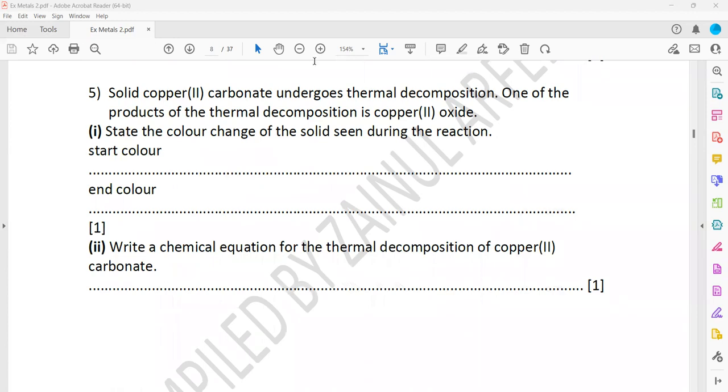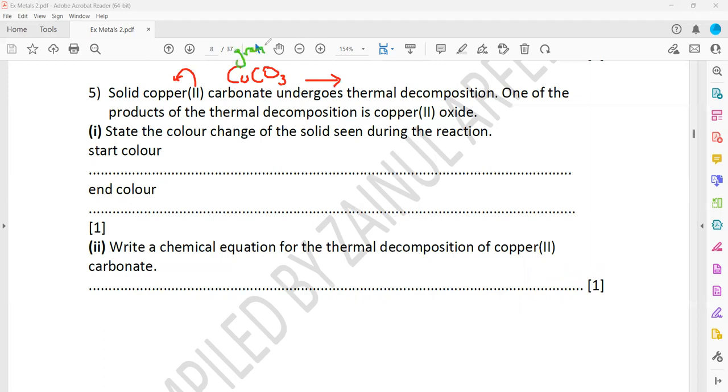Then in question 5, solid copper carbonate undergoes a thermal decomposition. Whenever we heat metal carbonates, they produce metal oxide plus carbon dioxide. Copper has valency plus 2 and carbonate has valency minus 2, so copper carbonate is CuCO3, and its appearance is green in color.